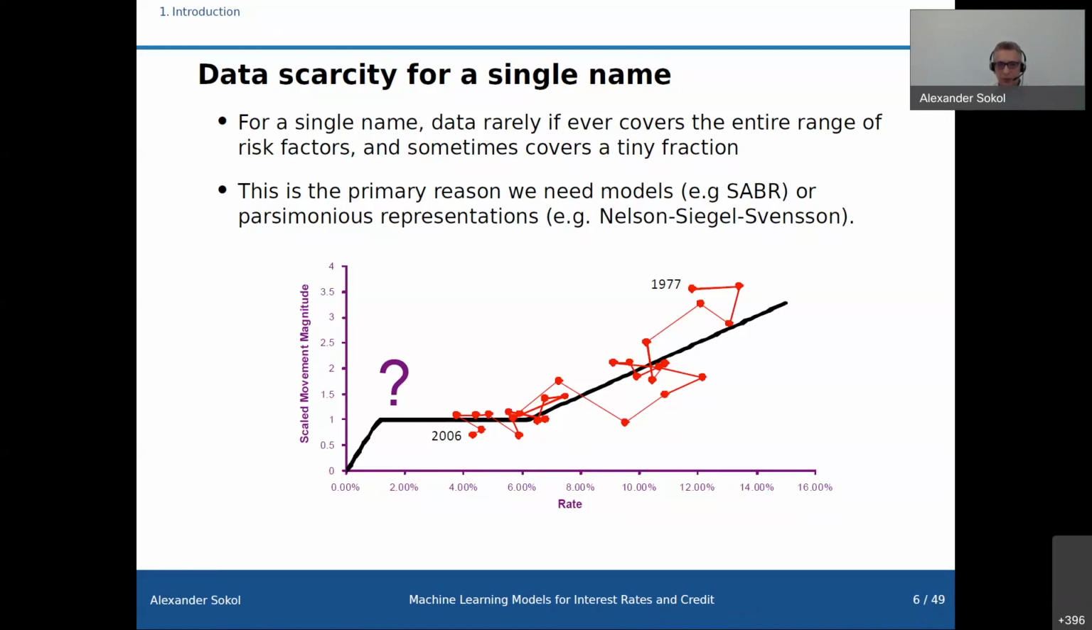However, it's not always possible. Data scarcity, right? For a given name, we don't have the data for all levels of interest rates. And that's where essentially our predictions become completely dependent on the model choice and very different between different model choices. So they become subjective. All right, well, is there a way around it?